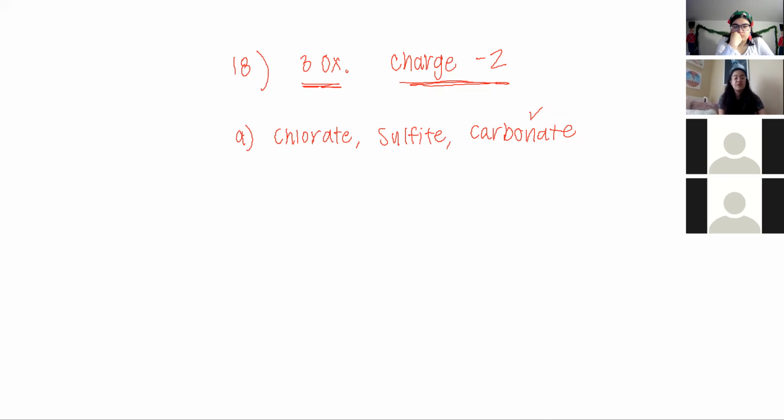Do chlorate and sulfite follow this rule? 3 oxygens, charge of -2. Just as long as you find one odd one out, you can get rid of the entire answer. What do we think? How many oxygens does chlorate have? Or what are my formulas for this?